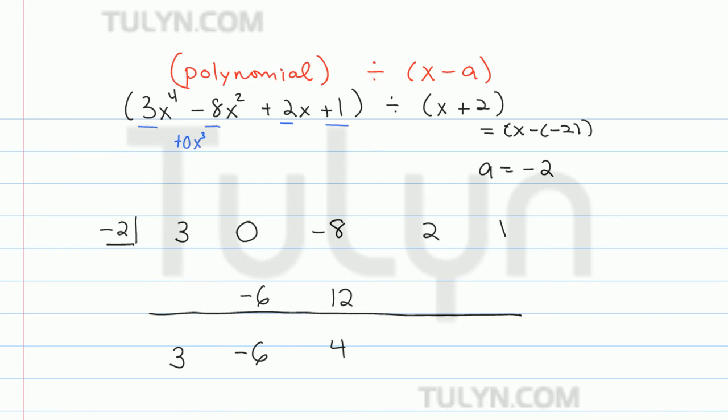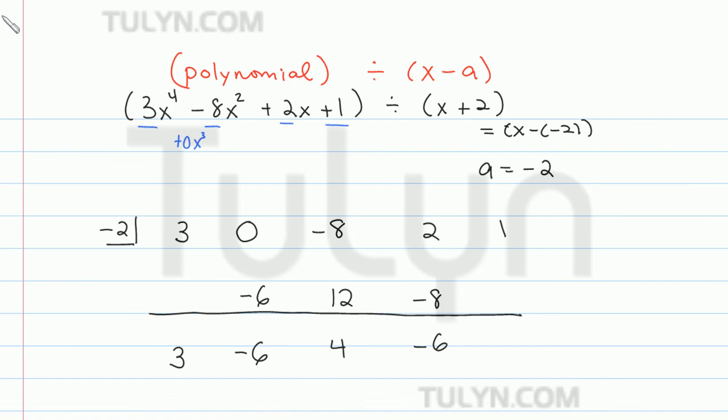So then we do the same steps all over again. So negative 2 times 4, and we're going to write it in the next slot under the 2. And then combining the 2 and the negative 8, we get negative 6.